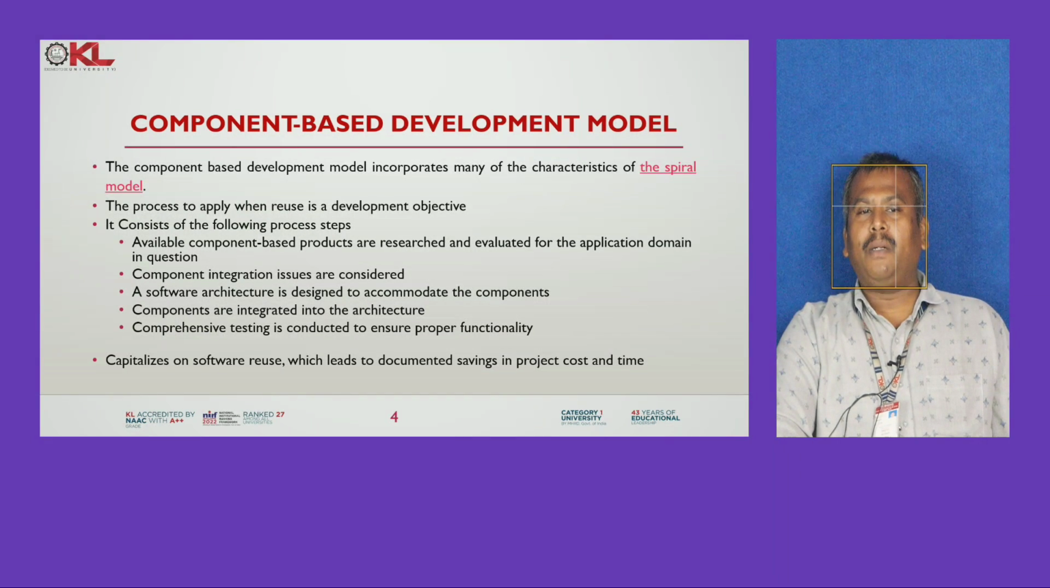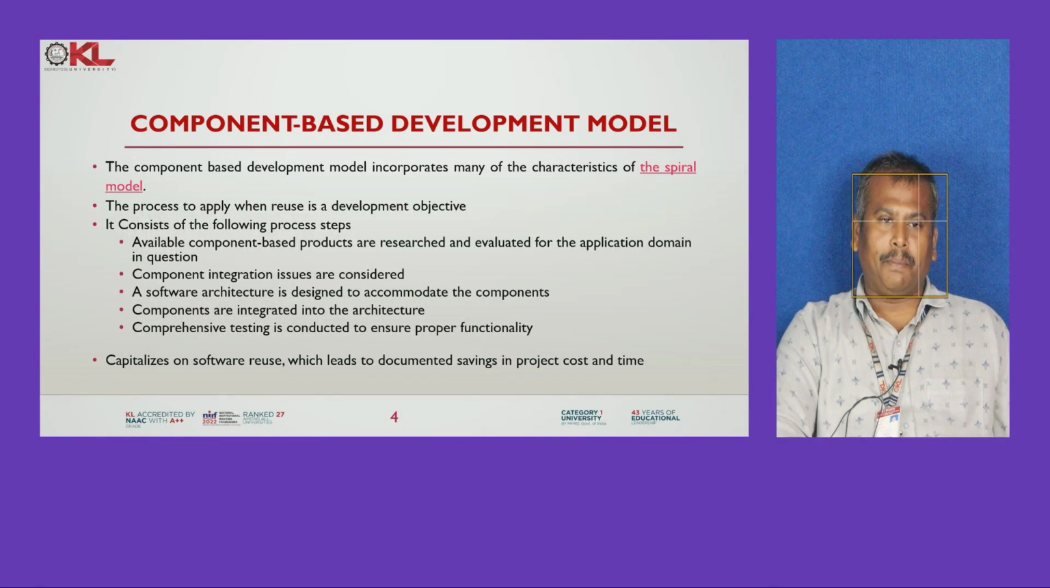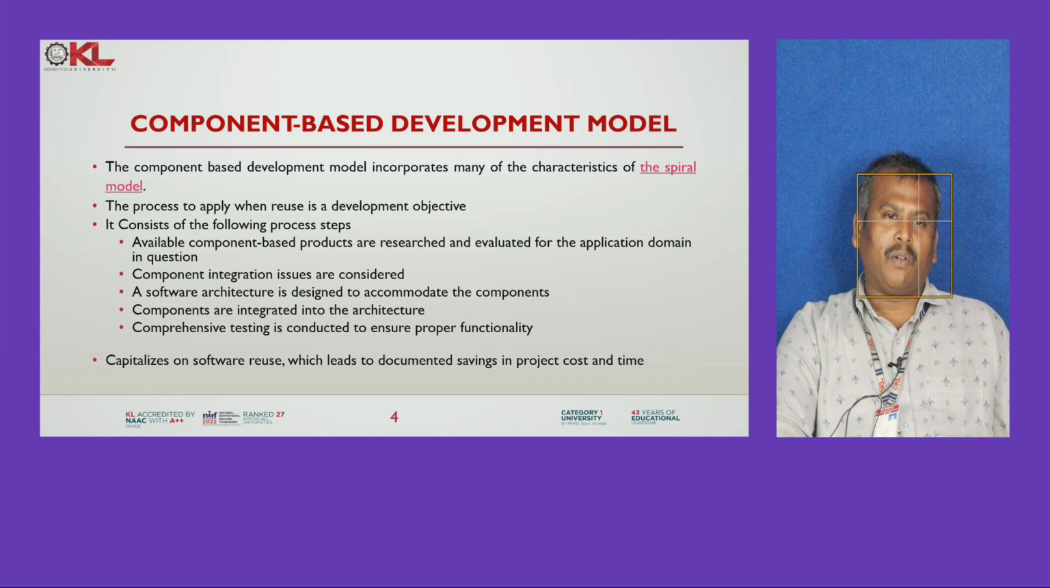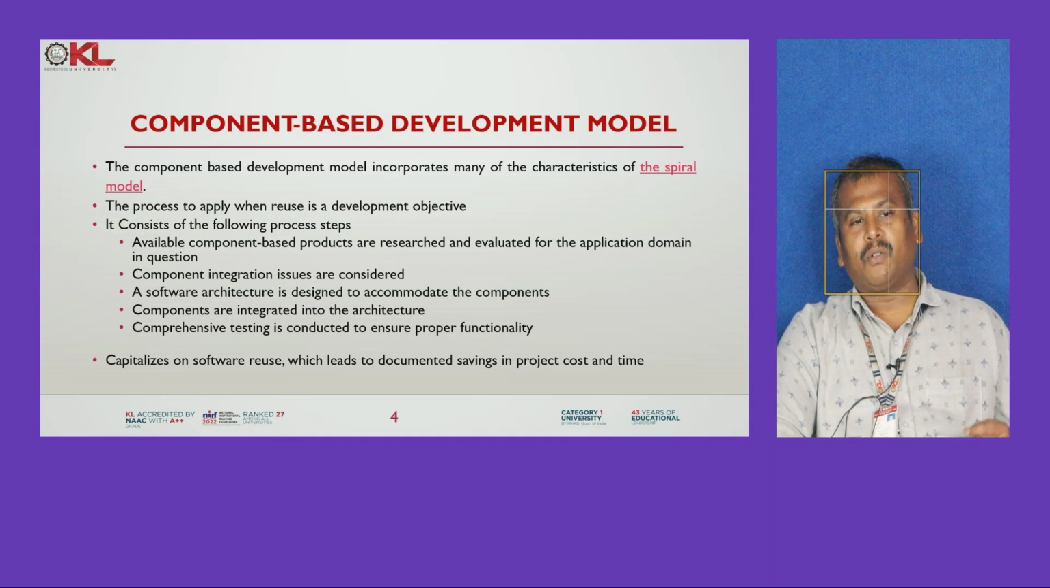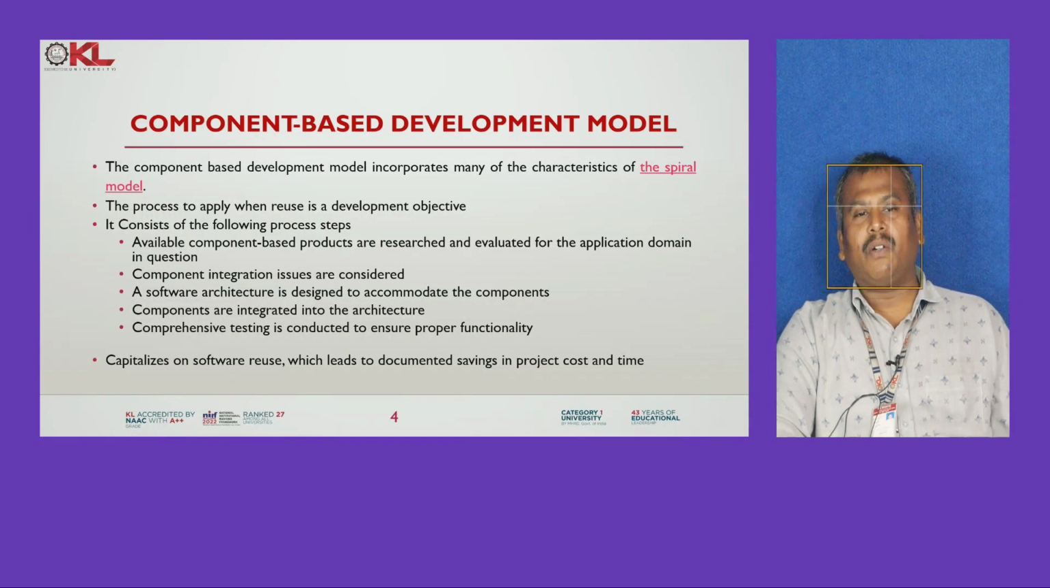The available component based products are researched and evaluated for the application domain. Means here how research is going to happen, how those components are going to be identified, and then evaluated based on the application which has been selected. For example, if you are going to use a product called library management system, first we need to identify what products are present, then we are going to evaluate them based on the questions which we are going to ask. Once all the modules have been identified for the library management system, integration issues are going to be considered.